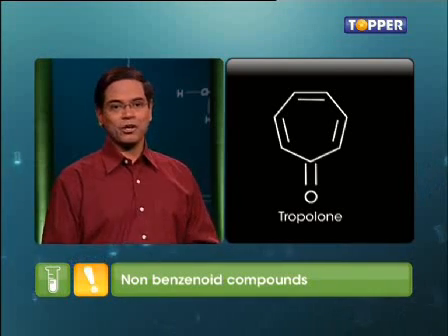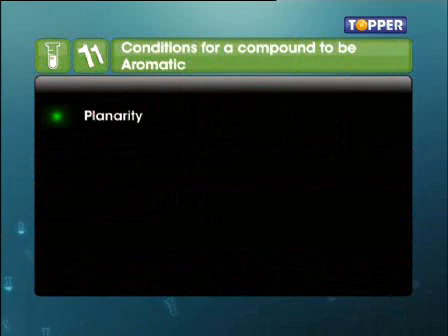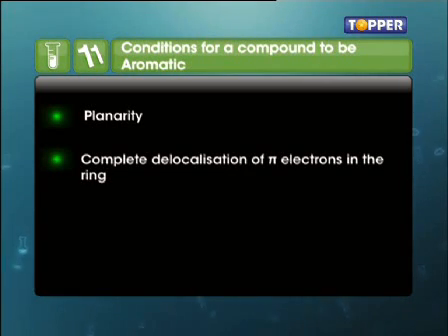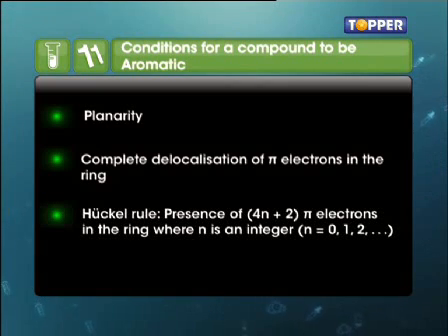How do we know which compound is aromatic? For a compound to be aromatic, the first condition is that the compound should be planar so that the pi electrons are delocalized in the ring. The second important criterion is that it should have a complete delocalization of pi electrons in the ring. And finally, it should obey the Huckel rule. The Huckel rule states that the compound should have 4n plus 2 pi electrons, where n is an integer with a value starting from 0.